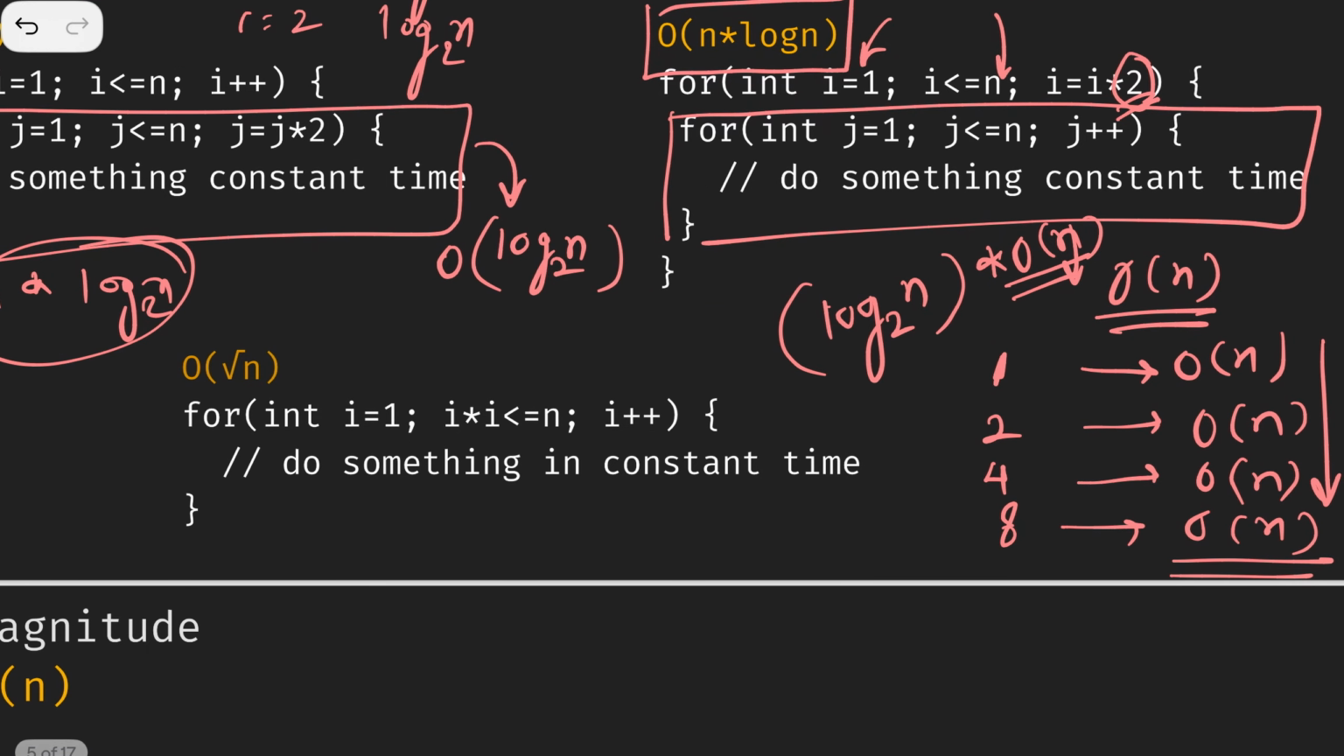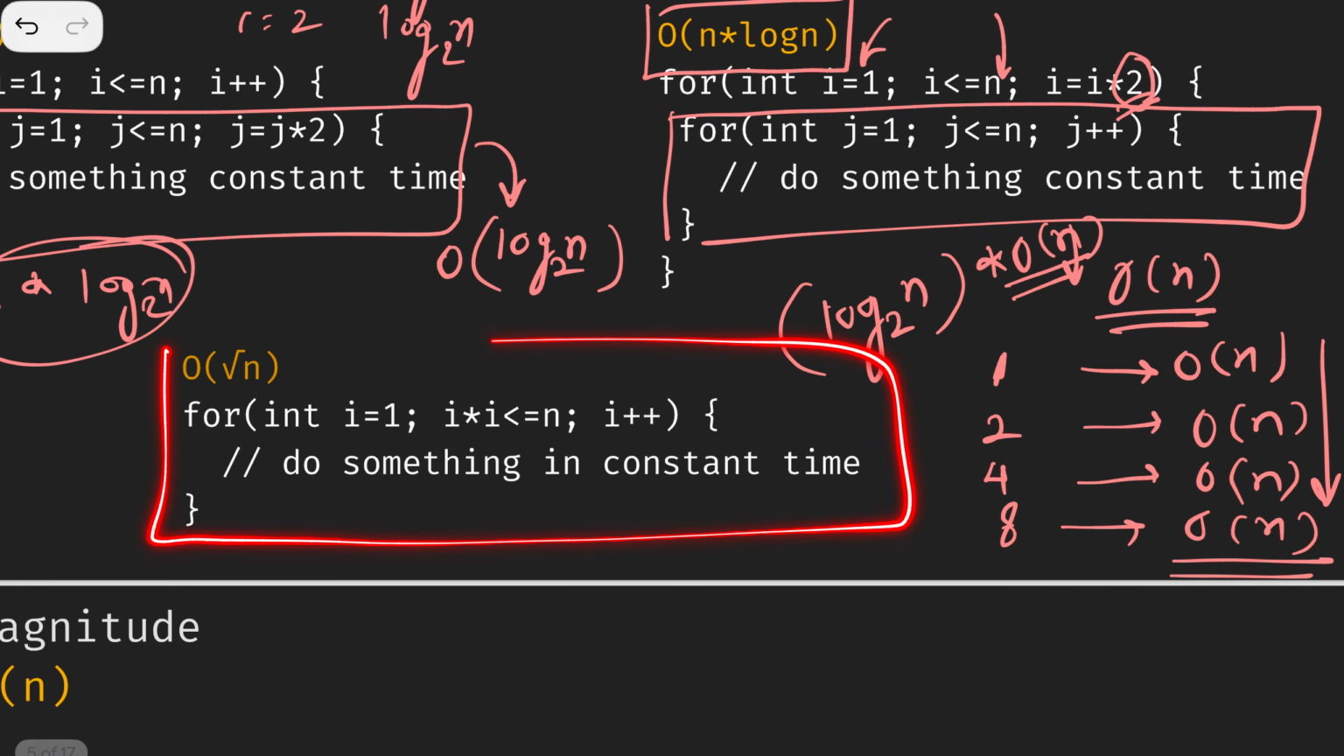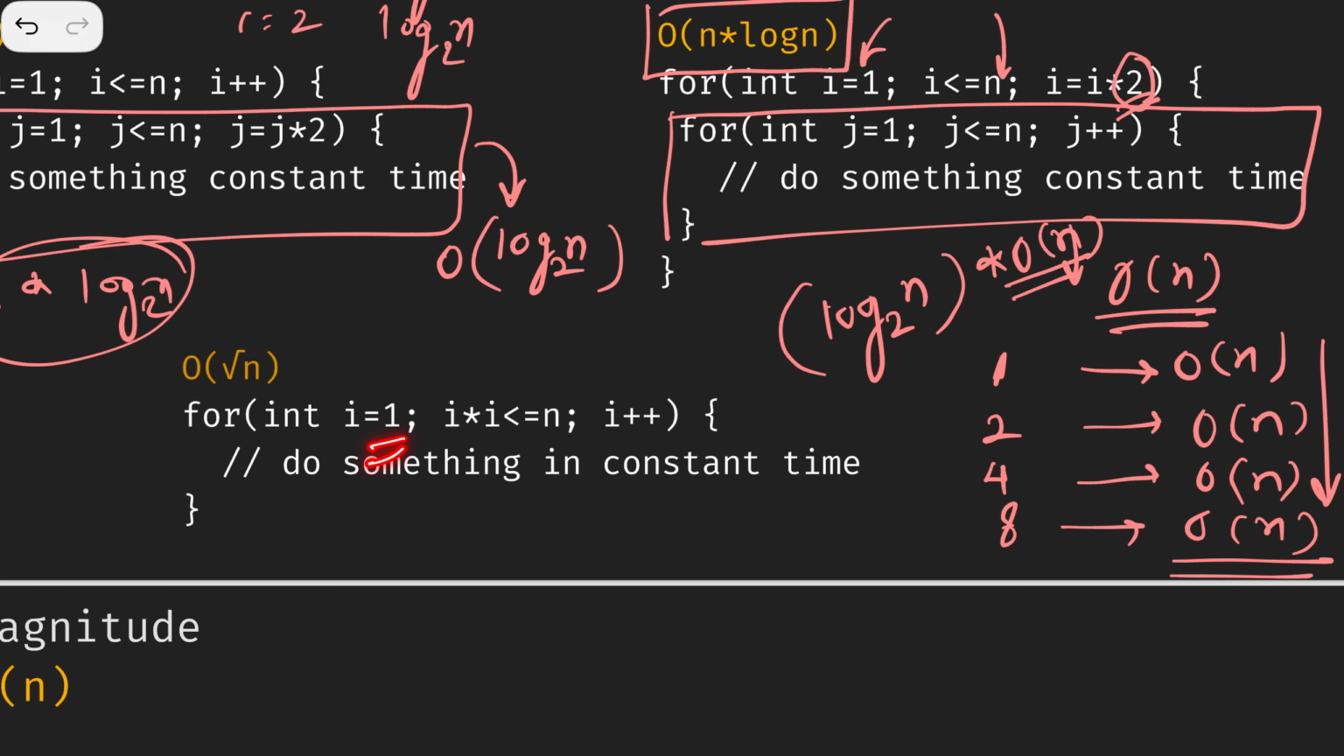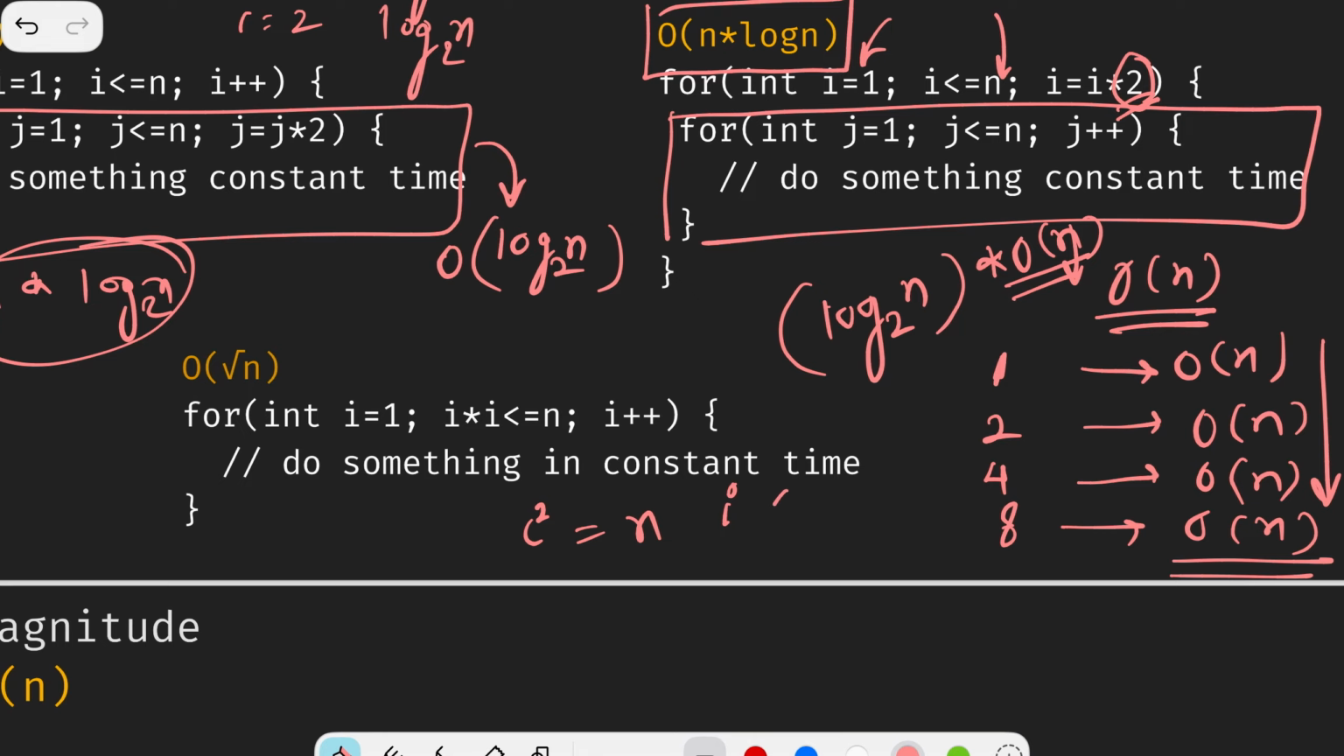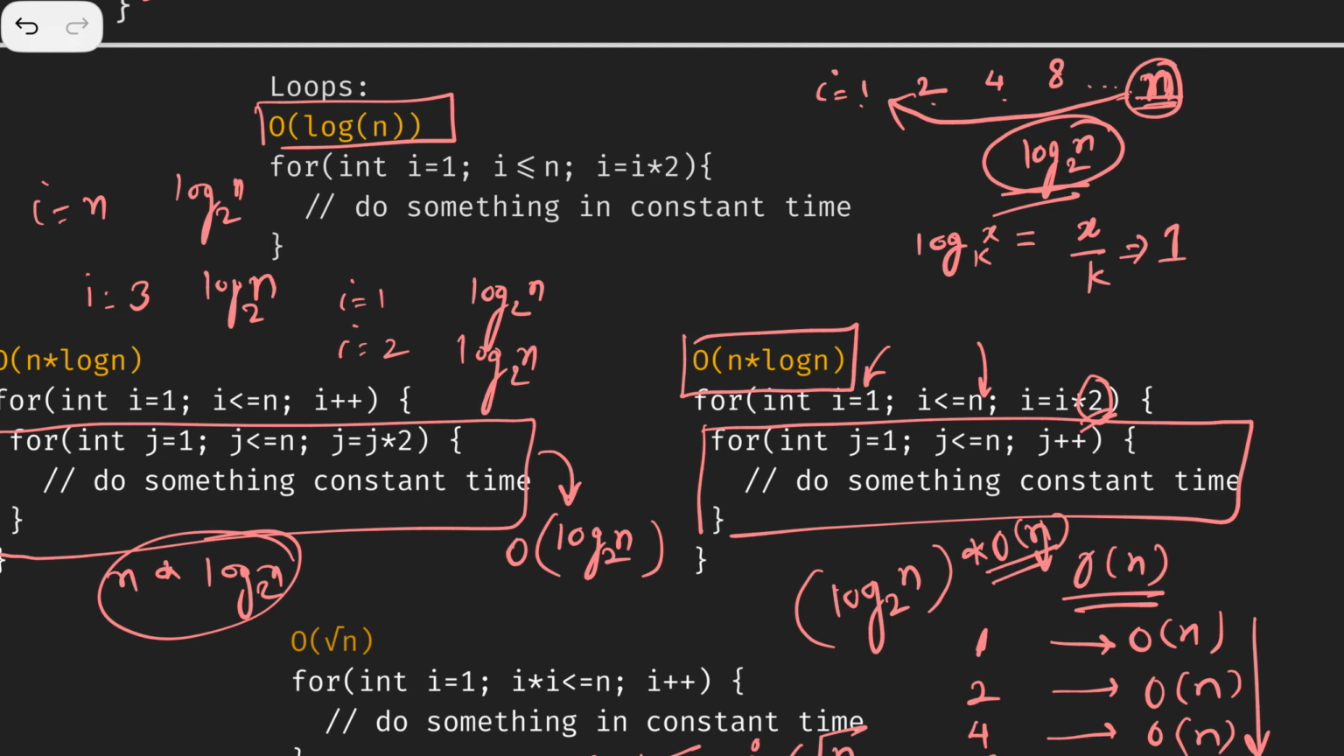Now let's look at our fourth example. i is starting from 1, getting incremented 1 by 1, but the ending condition is that i square is less than n. You take the root on both sides, then i should be less than or equal to root n. That's why the time complexity of this particular algorithm is going to be root n. I hope this page is clear.